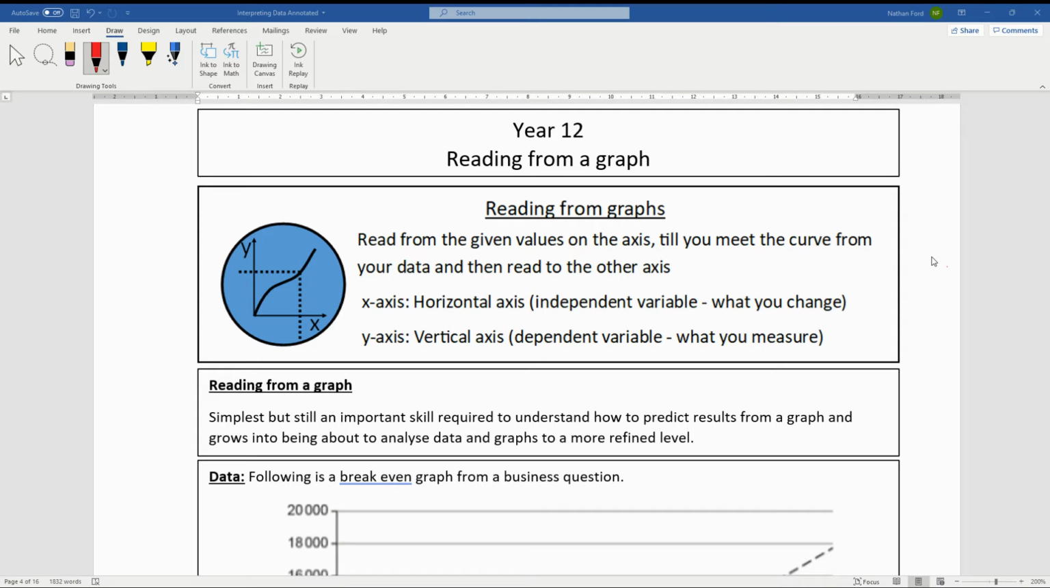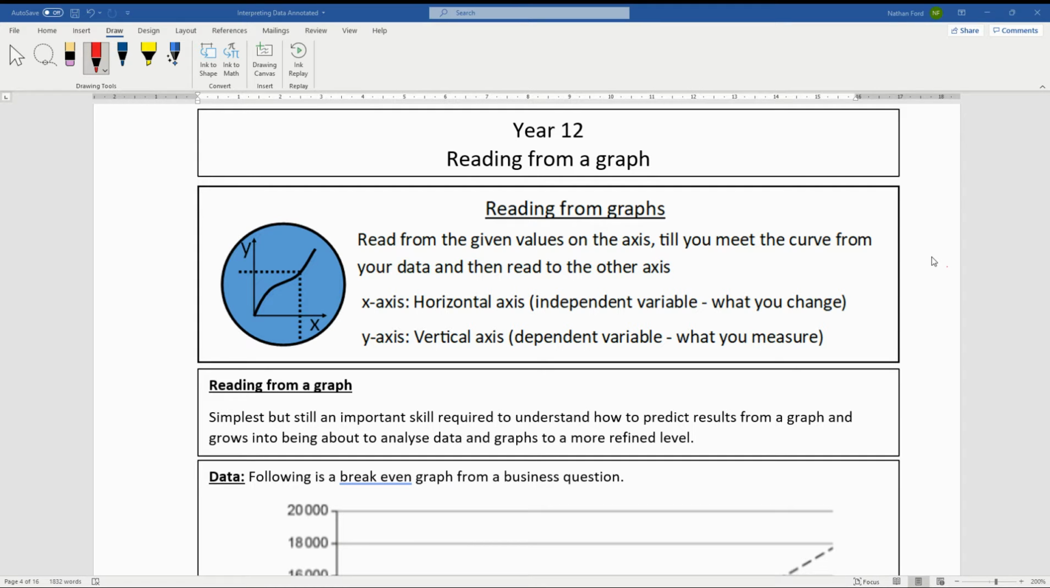Hello again. So now we're going to operate through reading from a graph. It seems really simple, and I know it is quite simple, which is why we're going to do it, because it brings everyone up to the same stretch. And really interesting, if you can read from a graph, you can actually do this with graphs you haven't seen before, something called a Lorenz curve, which we'll be looking at shortly.